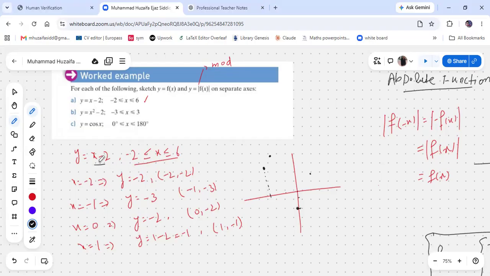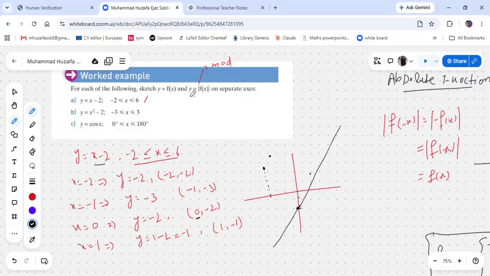Look here: when we set x equal to 0, y is equal to minus 2. So this is at minus 2, with x equal to 0 and y equal to minus 2. Our function is in this format. This is our single straight line function, because this is our linear function.